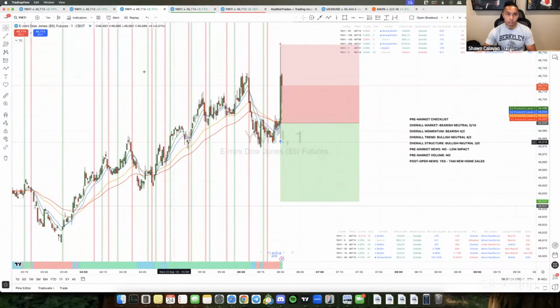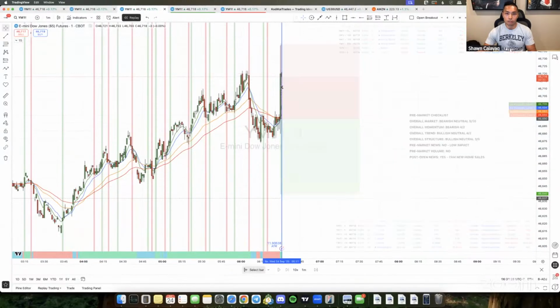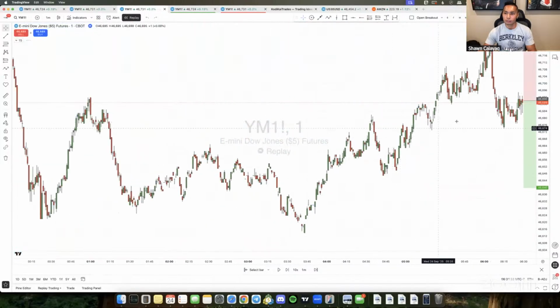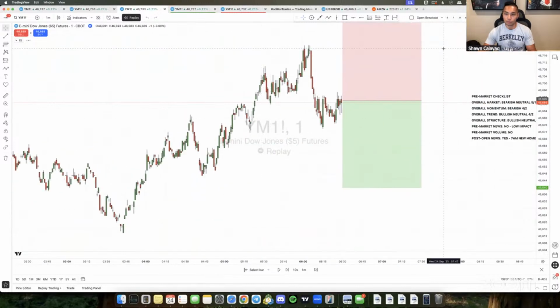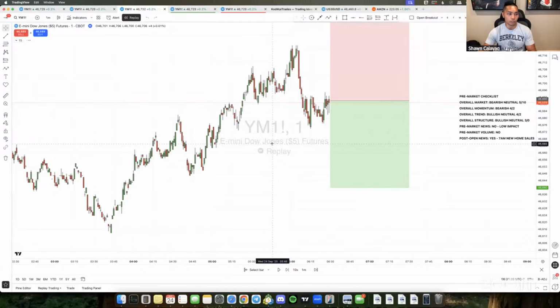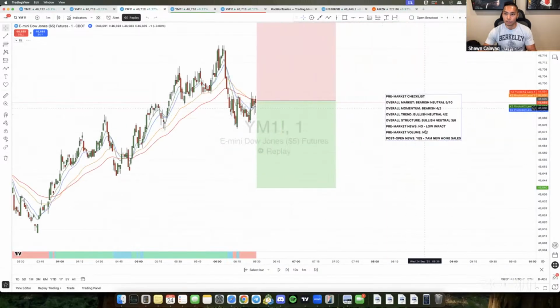Let me go back real quick. I want to see what the overall structure was looking like over here pre-market. I'm going to look at the scanners here to see what the market structure was looking like. Huge spike to the upside right now. The overall trend here is kind of pointing towards the downside. Overall structure is pointing bullish, but everything else was kind of pointing down.